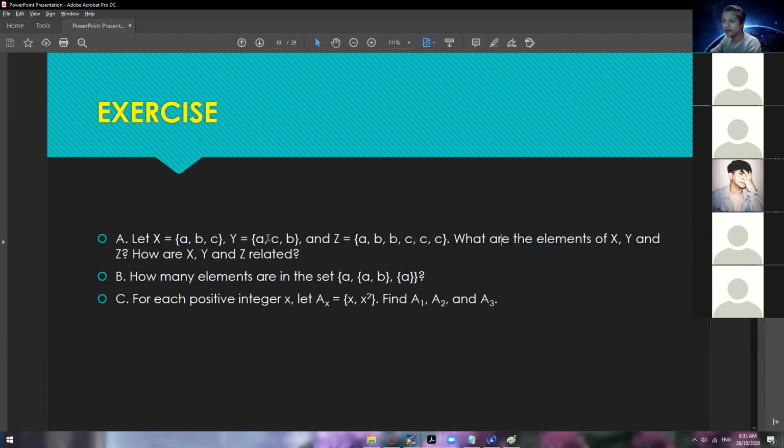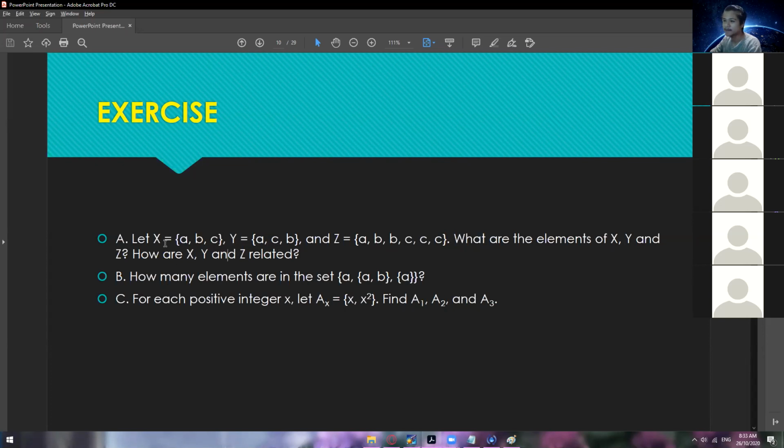So for letter A, their common elements are A, B, and C. So how are they related with each other? These letters. So we could say that set A, set X, Y, and Z has the same elements. Okay? So pwede nyo sabihin ganon.